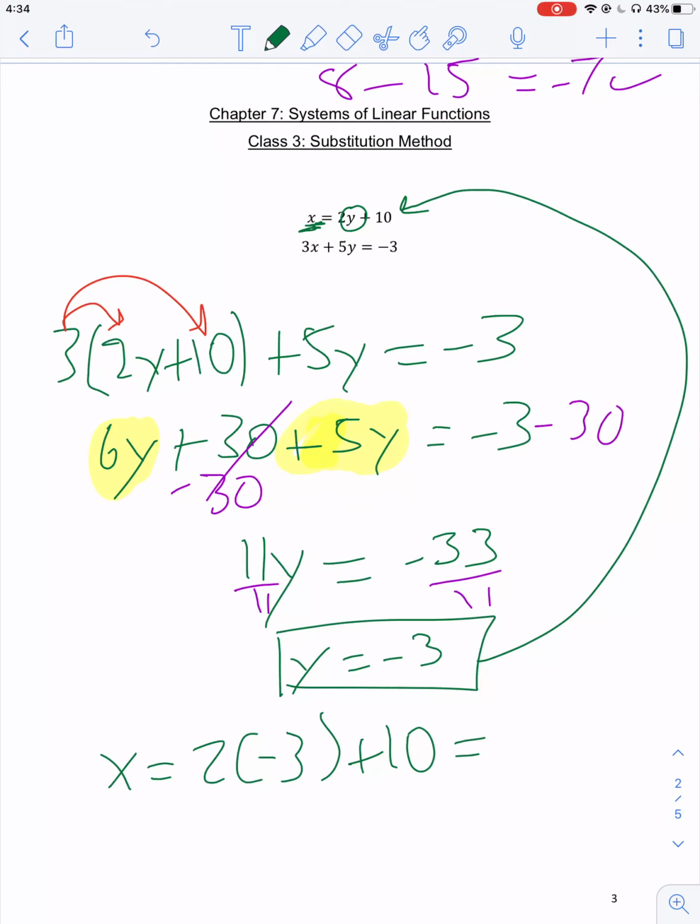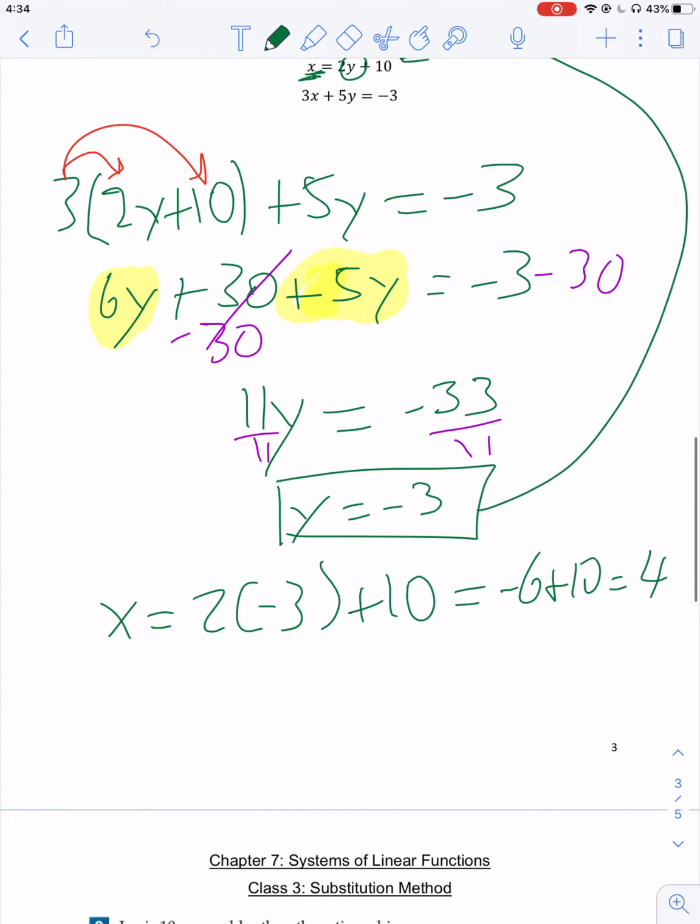And when you work this out, 2 times minus 3 is minus 6, right? Minus 6 plus 10 is just plus 4, okay? Plus 4. So now your point of intersection is, so this is kind of like your final answer if you want, okay? So x is 4 and y is minus 3, okay? So this is your point of intersection. This is your final answer, okay?